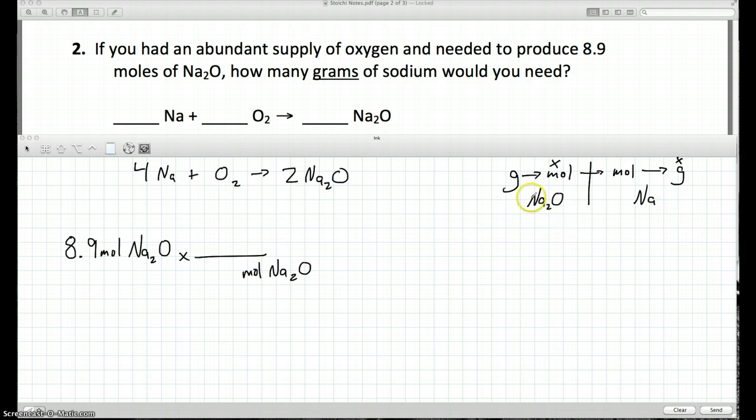So I got my roadmap set up. I'm at moles of Na2O right here. My first step, because I can't go directly from moles of Na2O to grams of Na. If I look at my map, I got to go somewhere first. And that first stop is going to be at moles of Na. So again, starting at moles of Na2O, my first stop is moles of Na. So that's what goes on top.